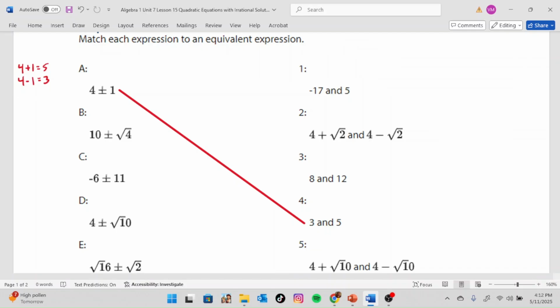Next, on B, when you have a square root that is a perfect square, you can go ahead and solve that. So here we have 10 plus or minus the square root of 4, and I hope you know that the square root of 4 is 2. So this really says 10 plus 2, which equals 12, or 10 minus 2, which equals 8. And when you look at your choices on the right, you'll notice that number 3 is 8 and 12. So B matches number 3.